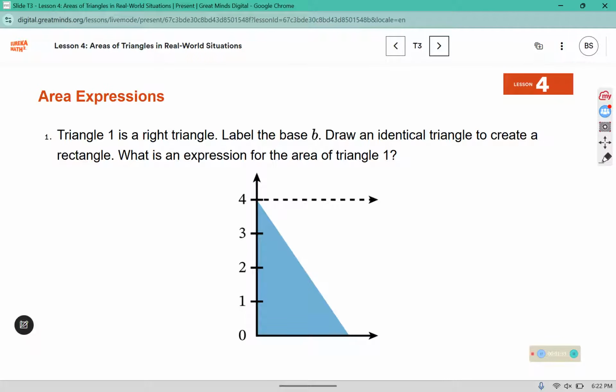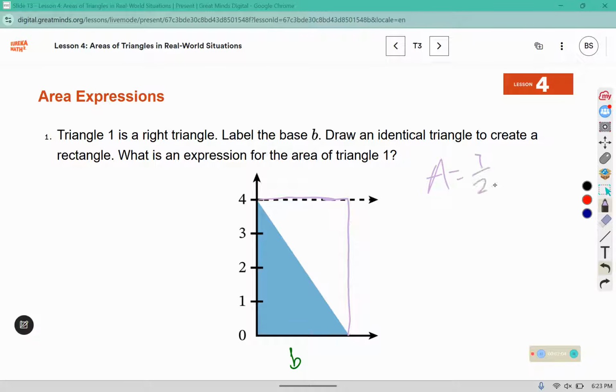Triangle 1, like I said, was a right triangle. Label the base B. Draw an identical triangle to create a rectangle. What is an expression for the area of triangle 1? Let's sketch in the identical triangle. Then the expression for the area of triangle 1.